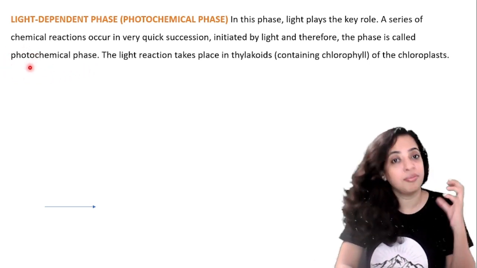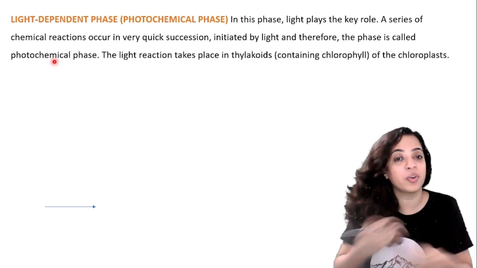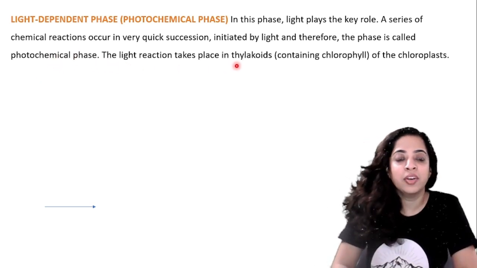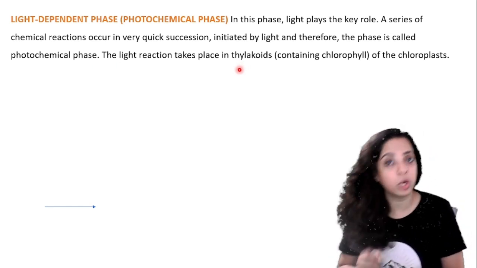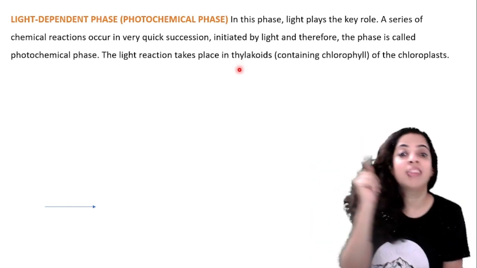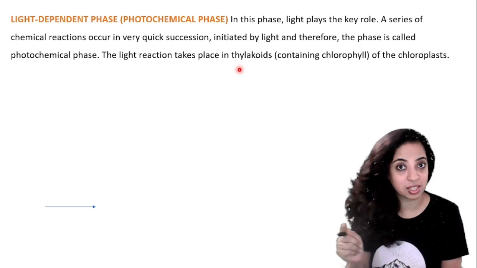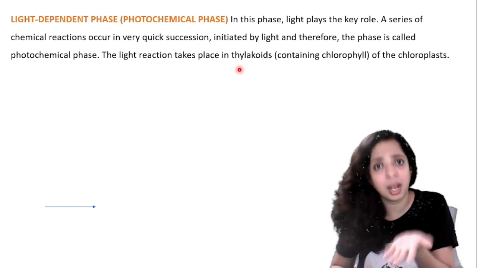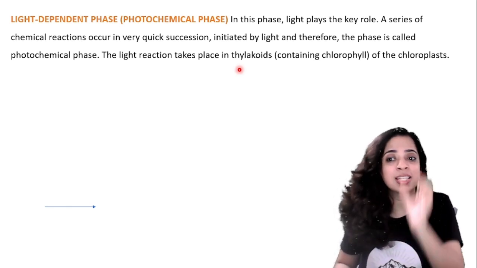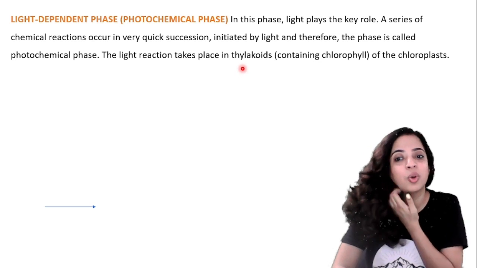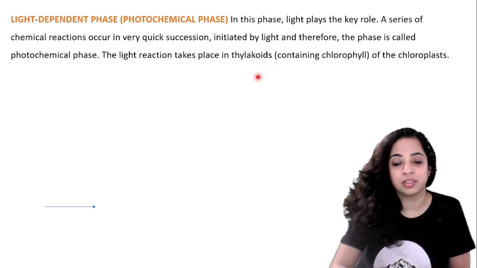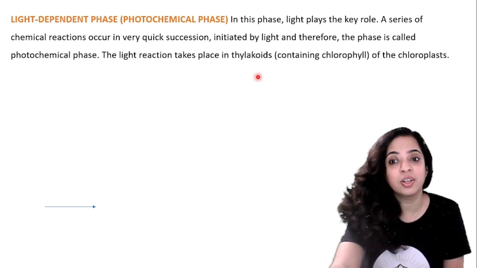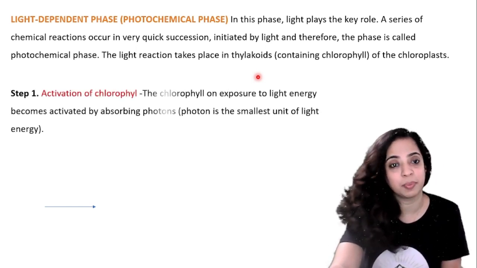Photon is the bundle of light. Chemical is because chemical reactions are happening in this phase. So photochemical phase. Now the light reaction takes place where? This is a very important question. It takes place in thylakoids of the chloroplast. Okay. Chloroplast is the cell organelle present in the plant cell. So in the plant cell, chloroplast is there, and in the chloroplast, thylakoids is there. Okay, so it takes place exactly in thylakoids containing chlorophyll of the chloroplast.